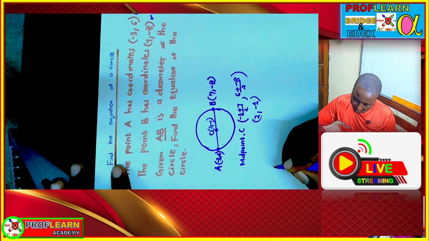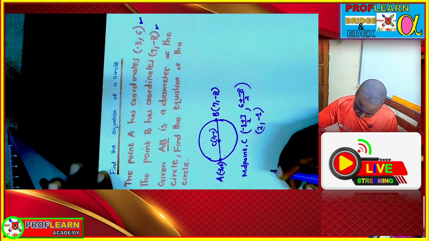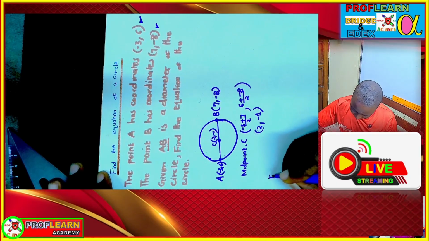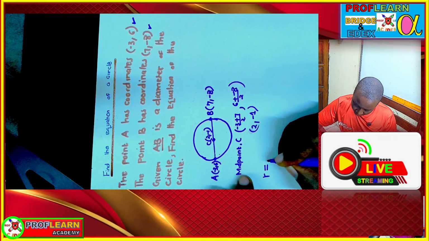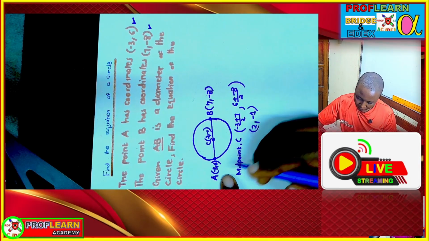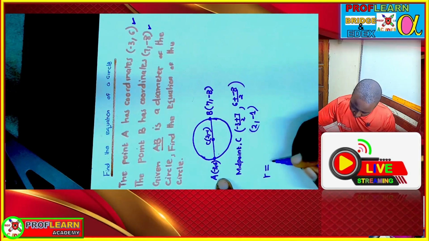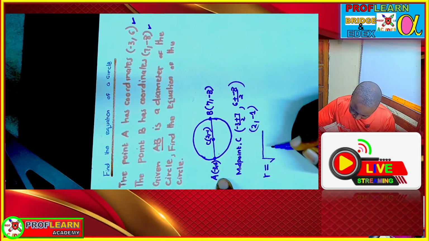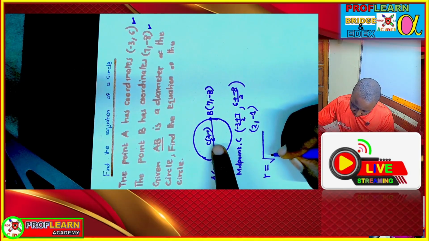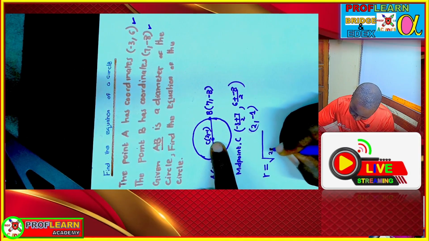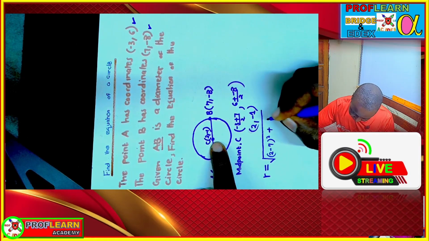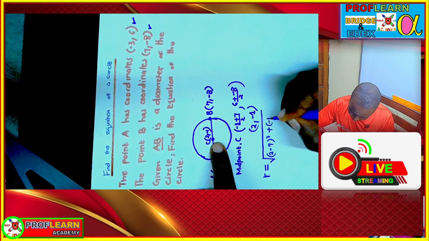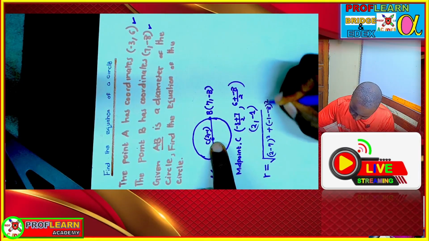Next, we need to find the radius of the circle, and the radius is the distance between point C and B, or point A and C. The radius is going to be equivalent to, if we are using C and B, we can say this is the square root of 2 minus 7 squared plus negative 1 minus negative 8 squared.